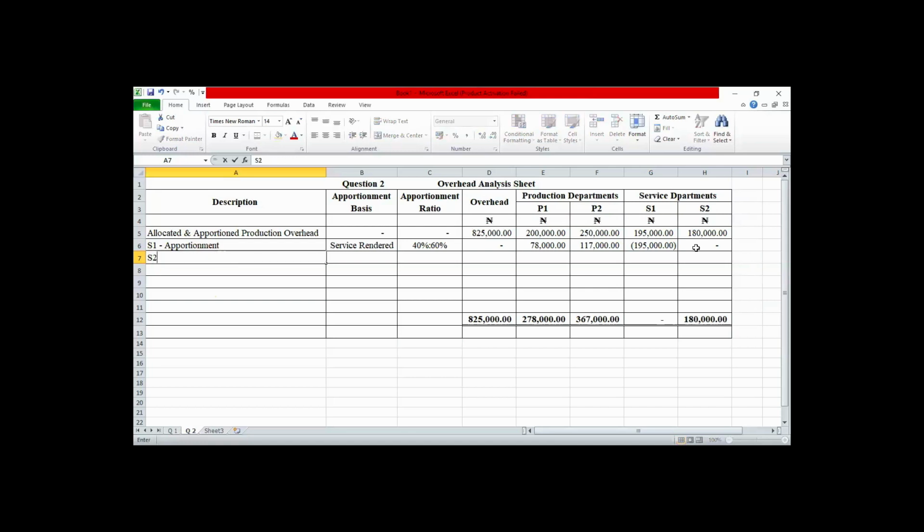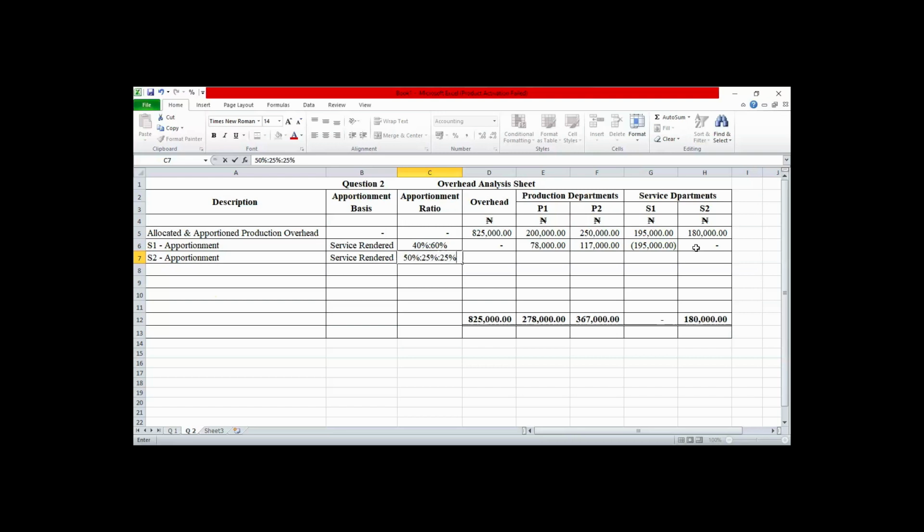Now, S2 apportionment. Is it clear? Yes, sir. On what basis? Service rendered. Well done. Now give us the ratio. We have 50%, 25%, 25%. Is it clear? Yes, sir.